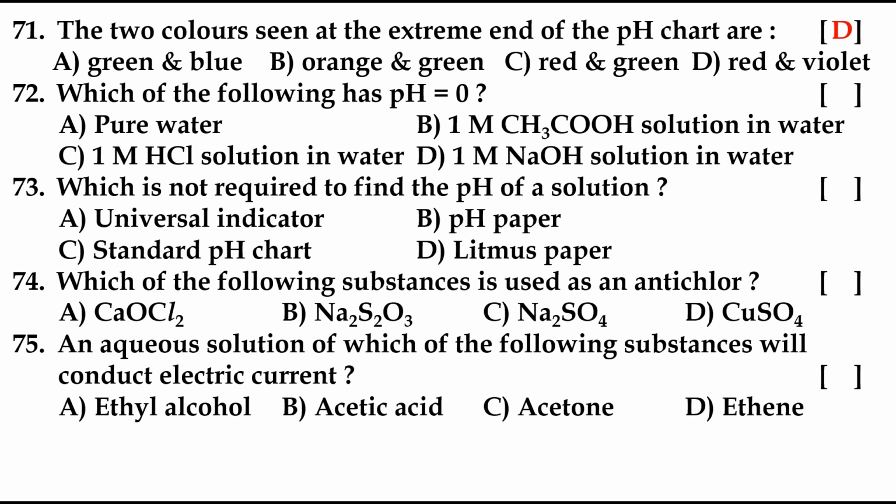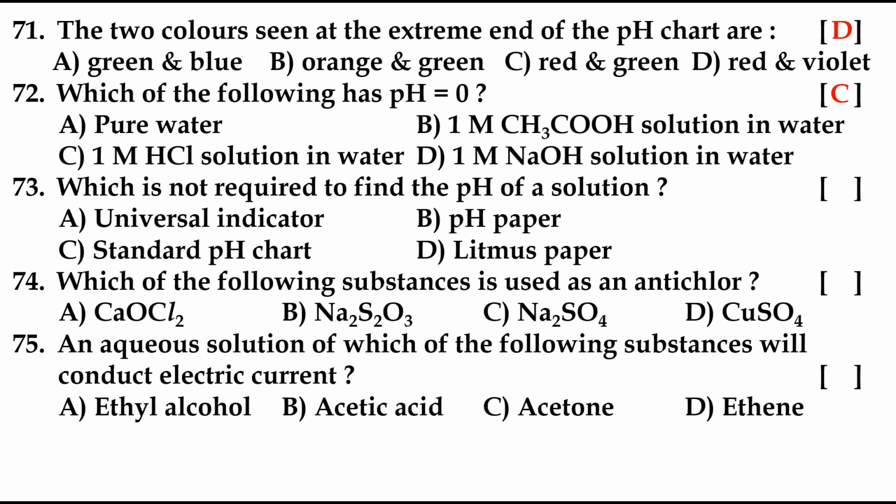72. Which of the following has pH equal to 0? A. Pure water. B. 1 mole CH3COOH solution in water. C. 1 mole HCl solution in water. D. 1 mole NaOH solution in water. Answer is option C. 1 mole HCl solution in water.